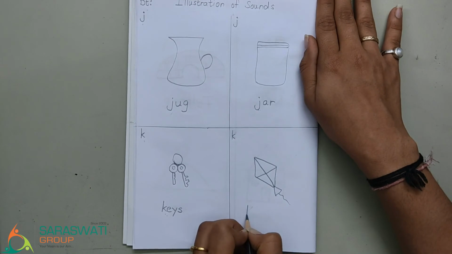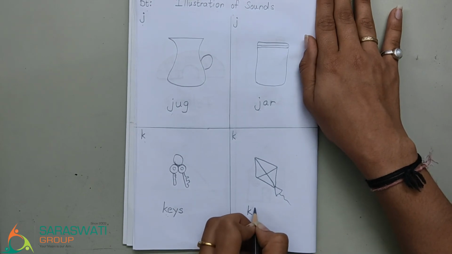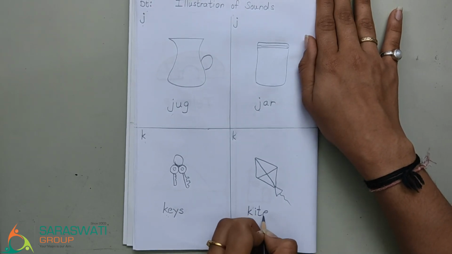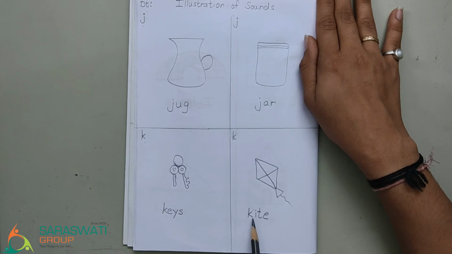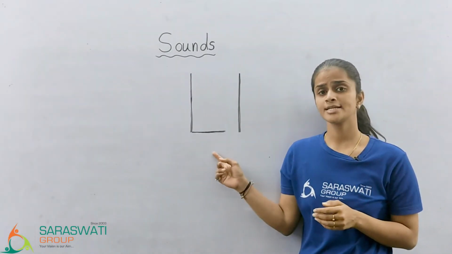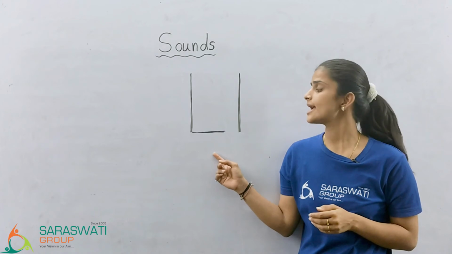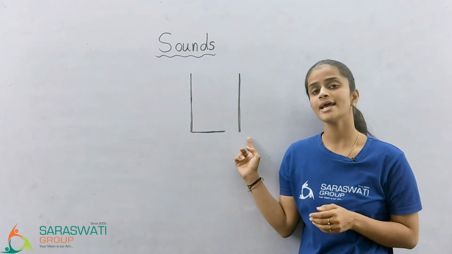What is this? It is kite. What is the initial sound of a kite? K. Which letter is this? This is uppercase L and this is lowercase l.